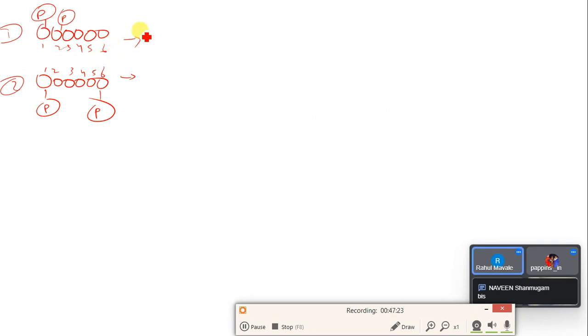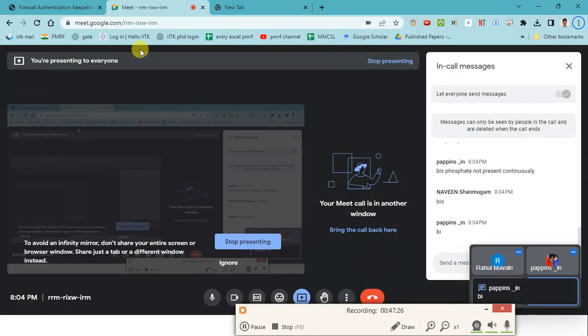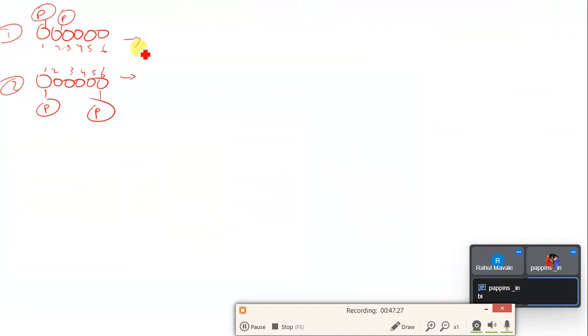Bisphosphate. What was it? Papain. Papain is right. We use "bis" only when the groups are not continuous. When the phosphate group or any group is on two different carbons but they are continuous, when some group is attached and the two are continuous, it is called "bi".